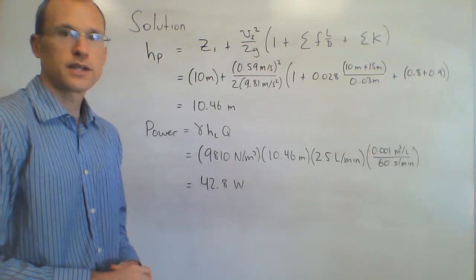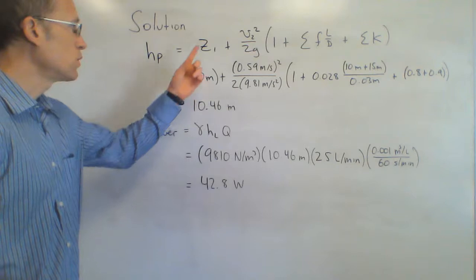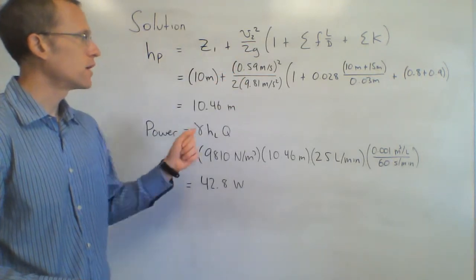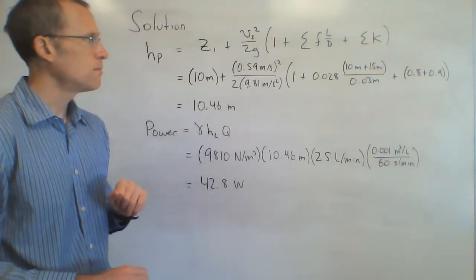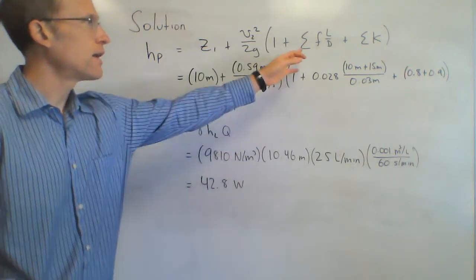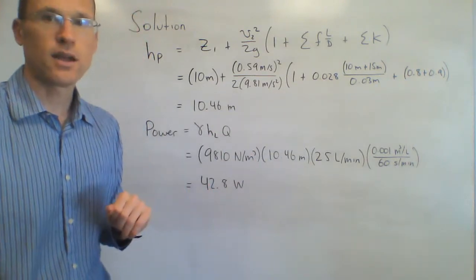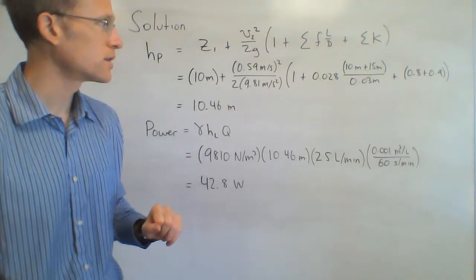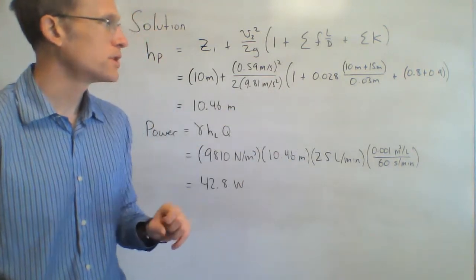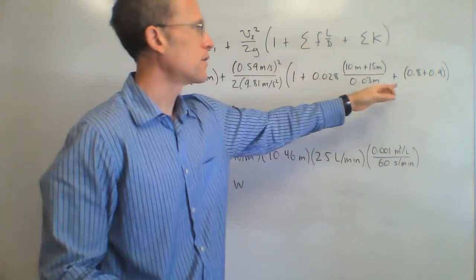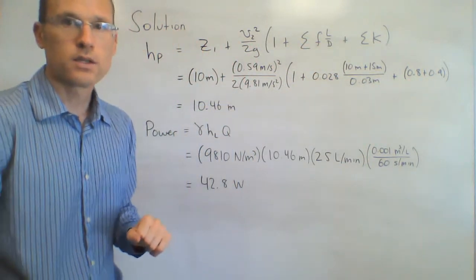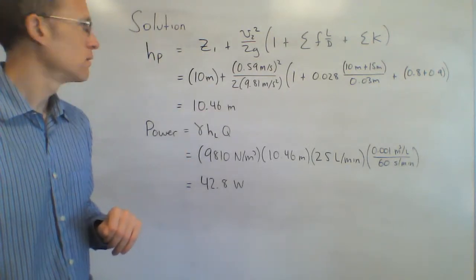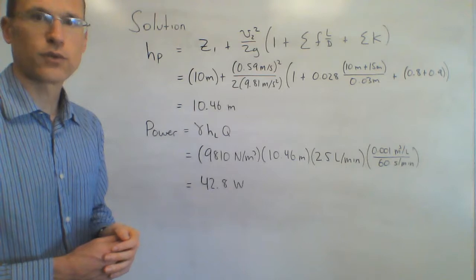So now I know all the values I need for my equation, so I can plug them all in. So Z1, 10 meters, V2, 0.59 meters per second, square that, divided by 2g, 2 times 9.81 meters per second squared. Then 1, my f value, 0.028, that's in both pipes, it's both the 10 meter part and the 15 meter part. So you can add those together, divide by the diameter, 0.03 meters. Then all my K values, I have a 0.8 and a 0.9 for those. So putting all that together gives me a total pump gain required of 10.46 meters.